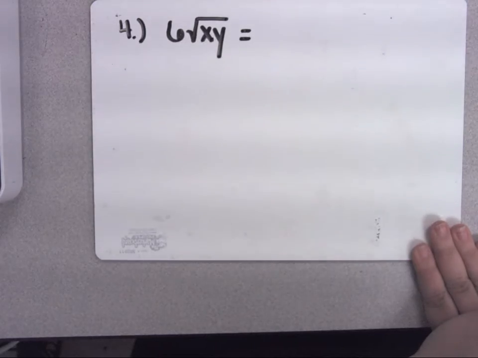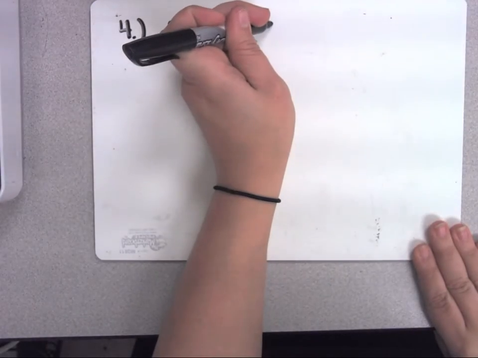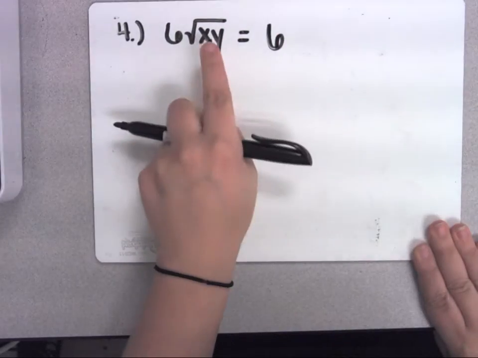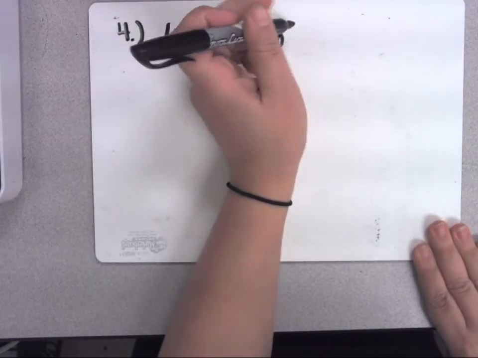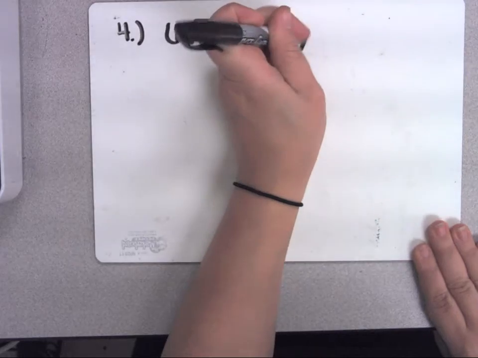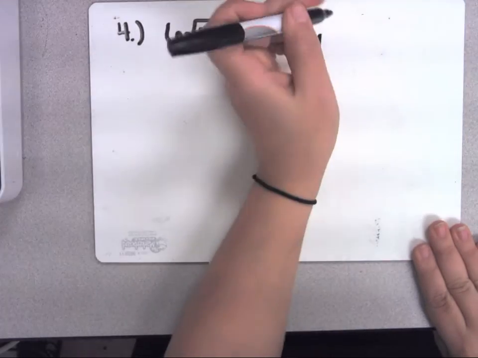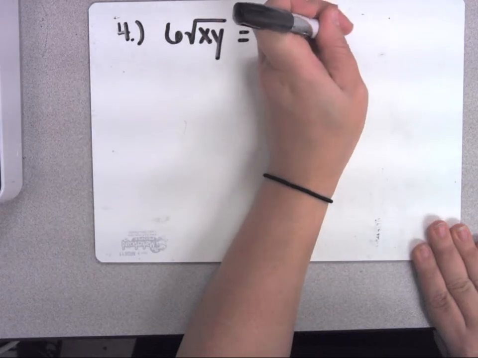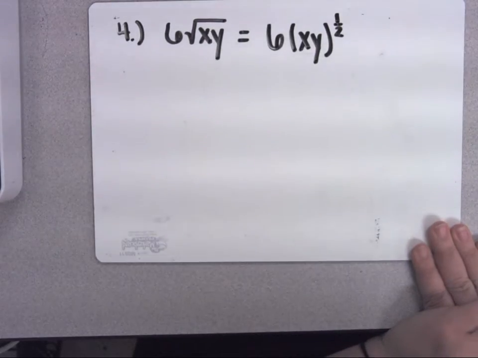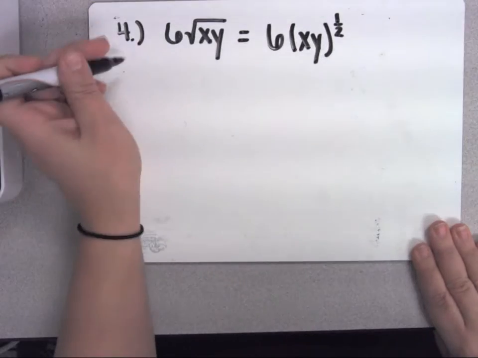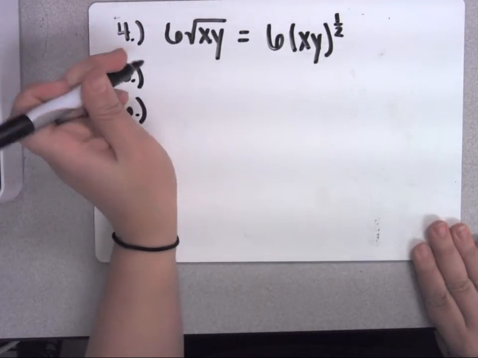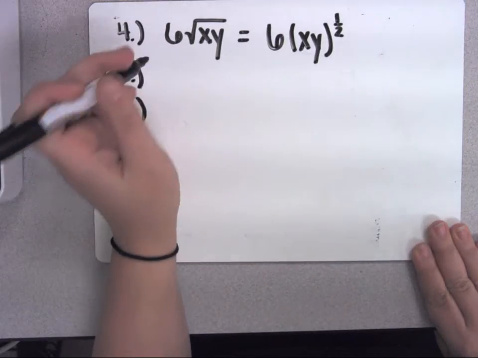Does the 6 have anything going on with it? No. So I'm just going to write 6. Then how do I write this in exponent form? Parentheses xy, then what? Close them and then put the 1/2 only around those. Did you write this also on your paper? Does that make sense? Okay, I'm going to give you 2 of them. You write them, and then we'll see if you get the answers I get. Okay?